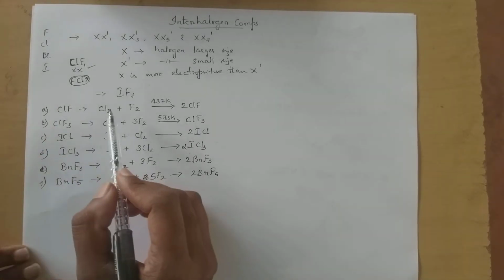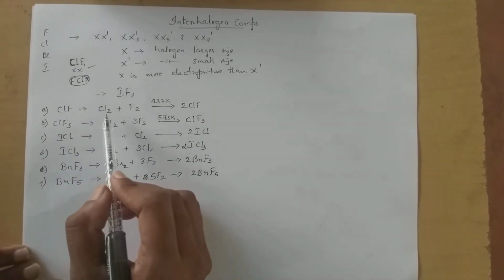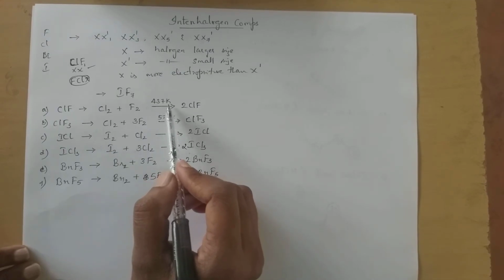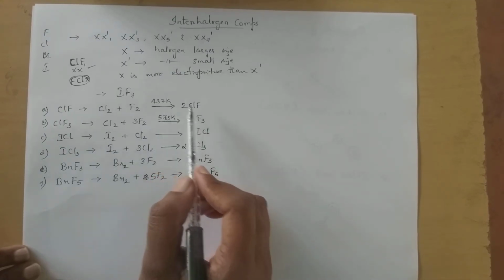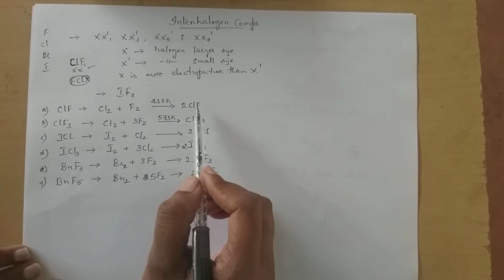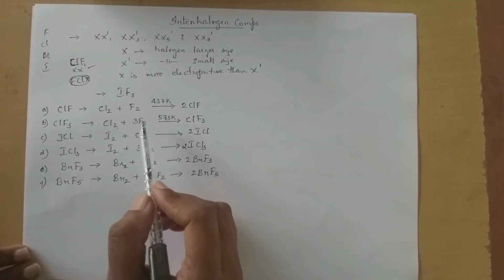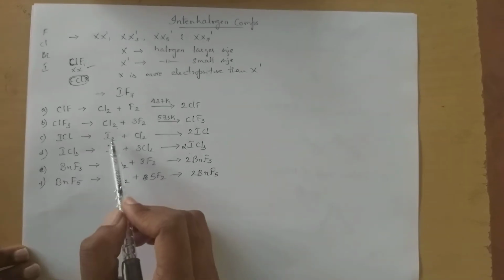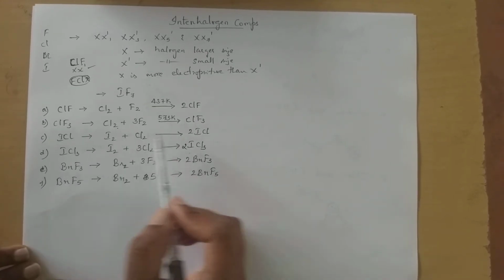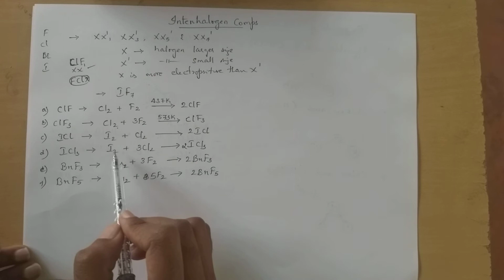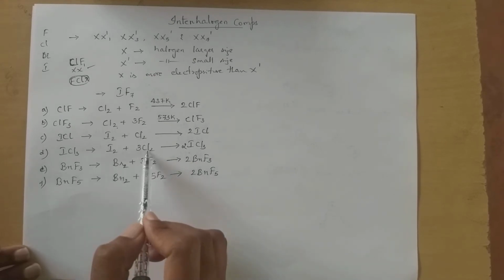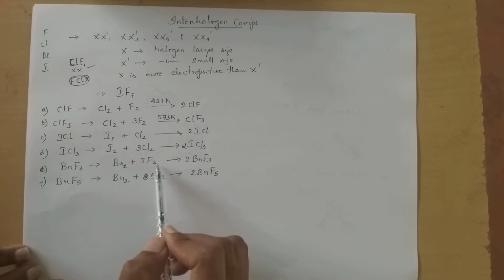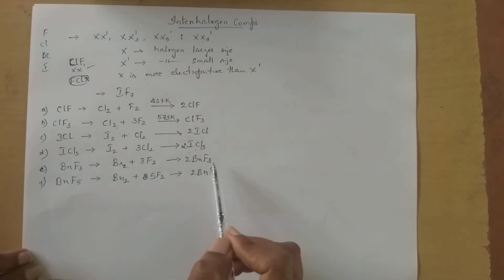Understood? So equal volume of chlorine and fluorine reacts under 437 Kelvin, we are going to get ClF. Chlorine with excess fluorine under 573 Kelvin, ClF3. Equal volume of iodine and chlorine, ICl. Then iodine reacts with excess chlorine to form ICl3. Bromine reacts with excess fluorine to form BrF3.